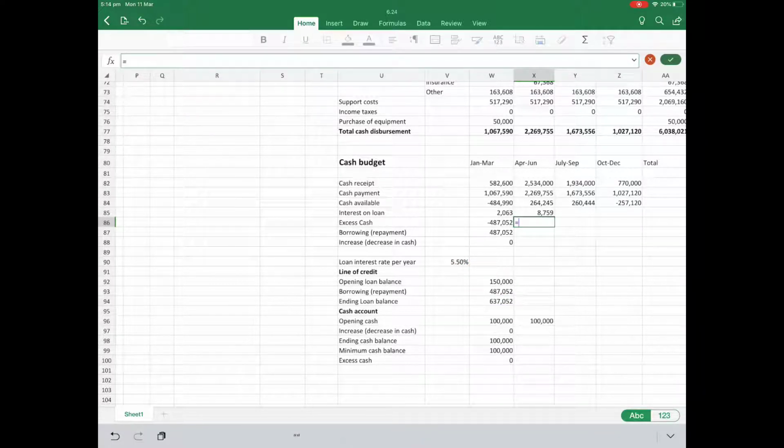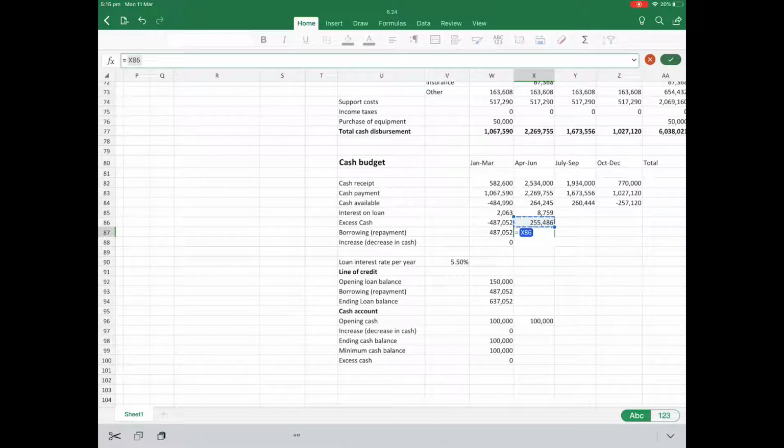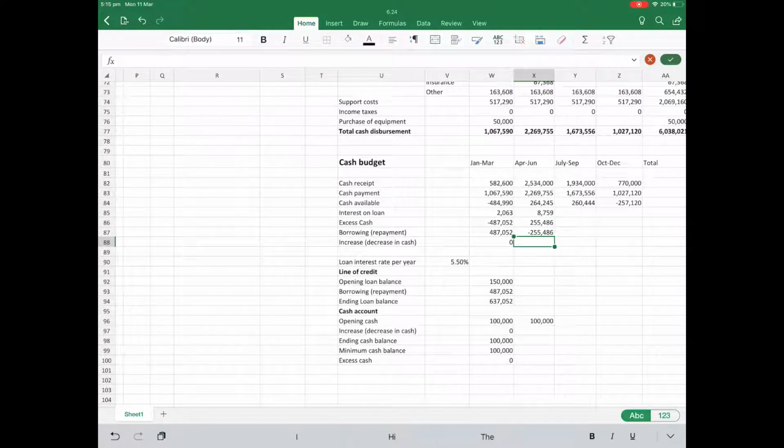Here you see that they have made some profit during the second quarter. So the excess cash they have is this amount minus this amount. And now because they have excess cash, they have to repay the bank. What do they repay? They will have to repay everything because they owe more than they have. So they just take this repayment minus this one. So for the increase or decrease in cash, again, you take the sum of this.